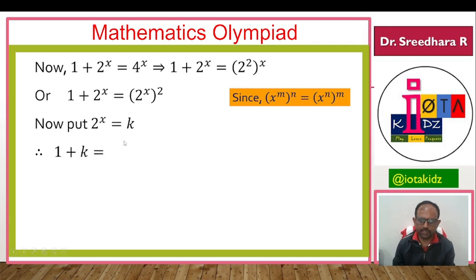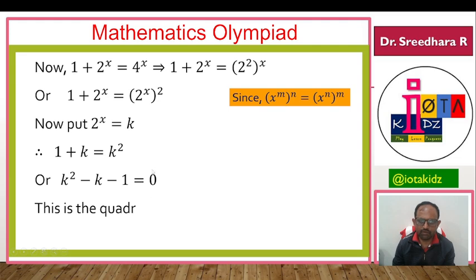So therefore the equation is reduced to 1 plus k is equal to k square. We can write this in the form of a quadratic equation. So we will bring all the variables and constant terms to the left hand side. We will bring this plus k to this side and 1 to the other side. So then the equation is reduced to k squared minus k minus 1 is equal to 0.